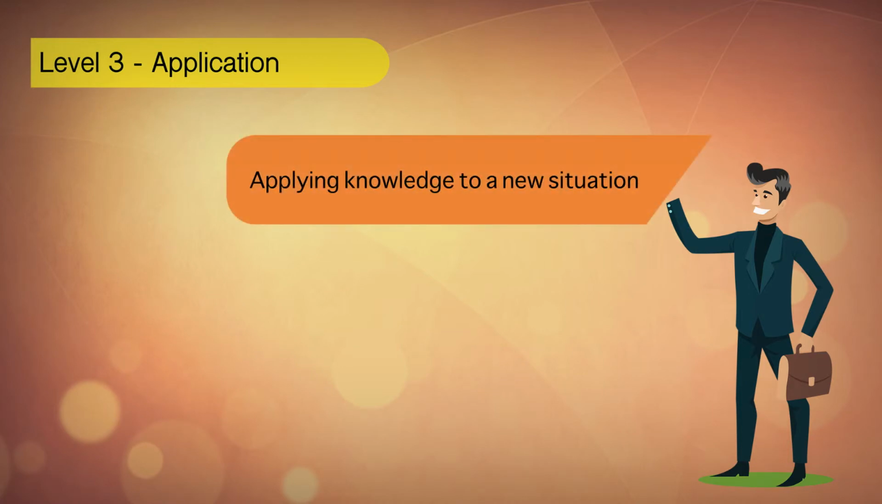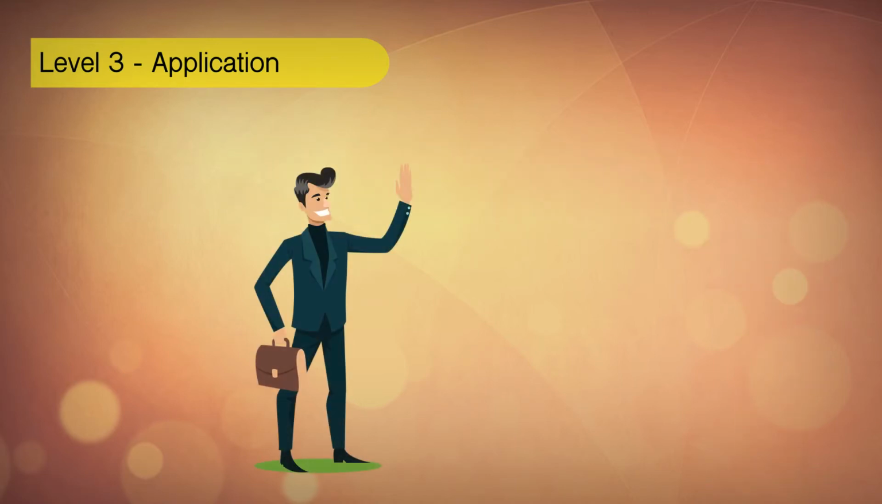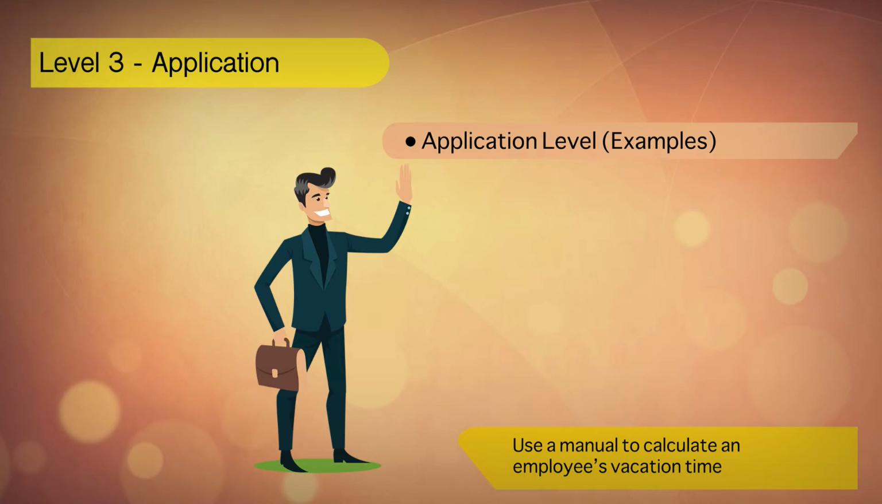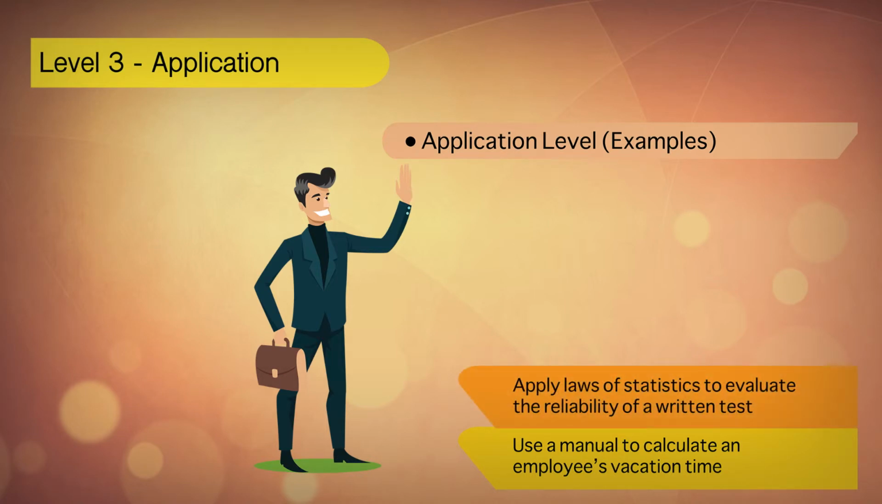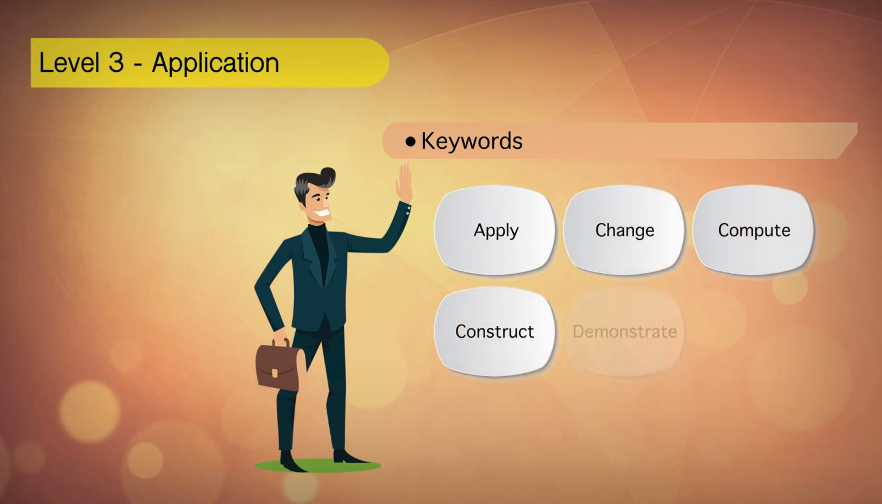A student who has achieved this level for some topic that he has learned is able to apply the learning in a new situation or in solving a problem. The examples for application level will be like use a manual to calculate an employee's vacation time, apply laws of statistics to evaluate the reliability of a written test, and the keywords will be apply, change, compute, construct, demonstrate, discover, and so forth.